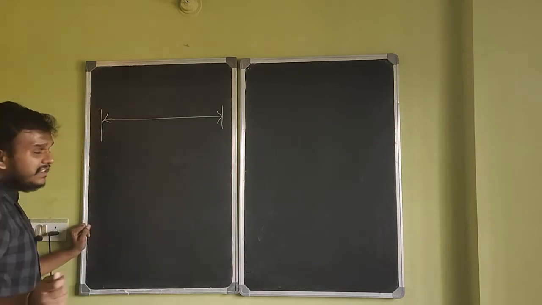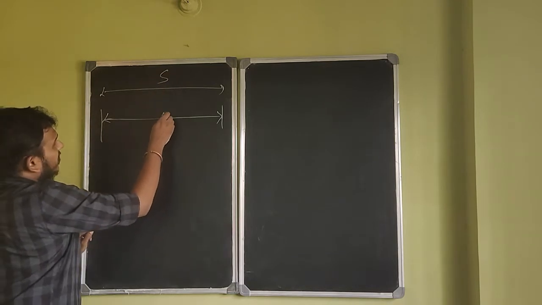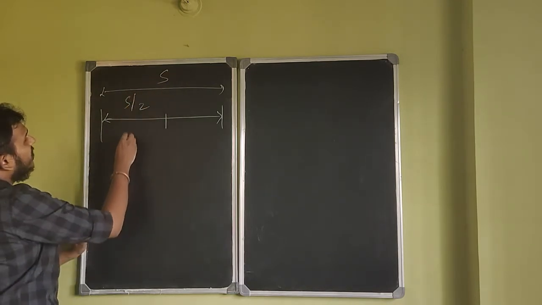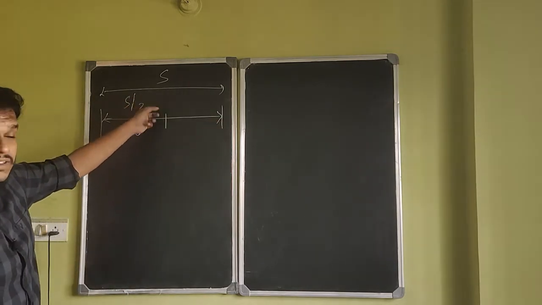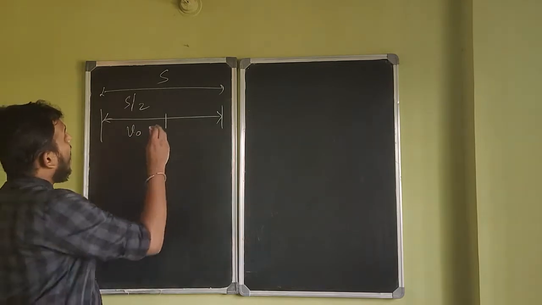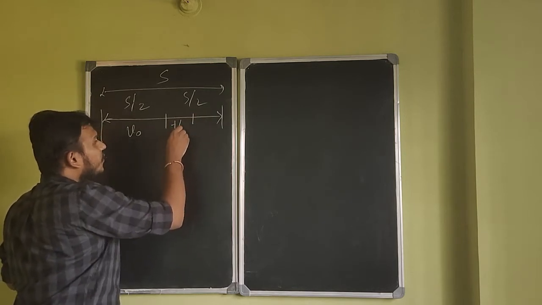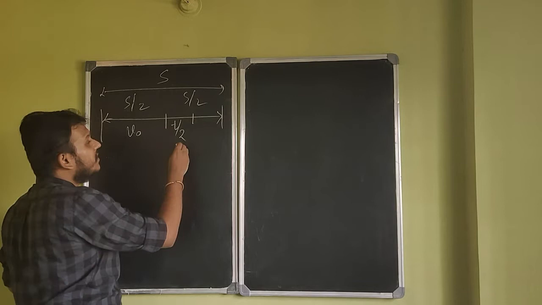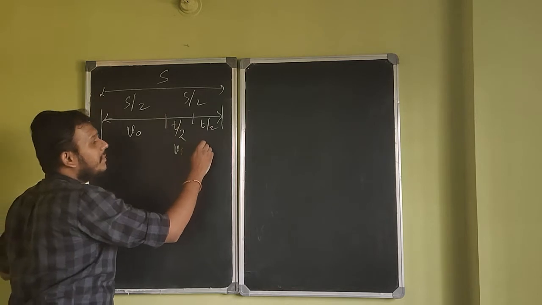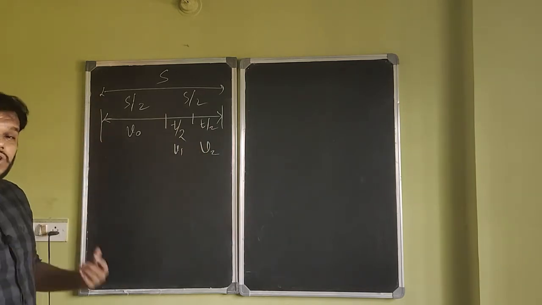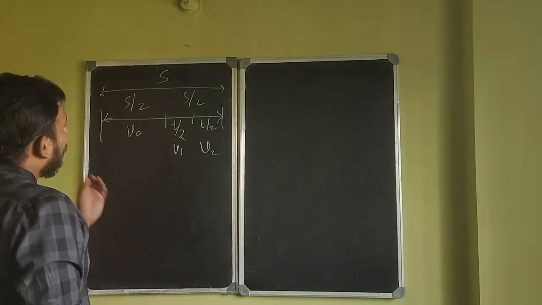A particle, listen to this carefully, of the entire displacement travels half the displacement with a velocity of v naught. So of its entire journey, half the displacement the particle travels with the velocity of v naught, and of the remaining half of the displacement, it travels for half the time of the remaining time with a velocity of v1, and for the remaining half the time of the remaining time the particle travels with the velocity of v2. The question was to calculate the average velocity for the entire journey. Right? So let's try to do this.